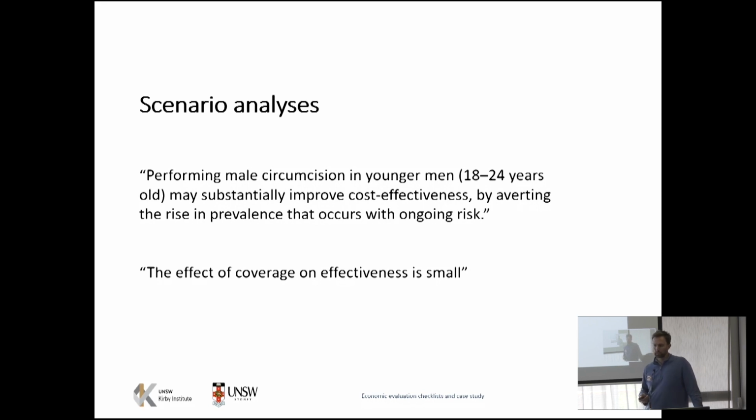All right, I also mentioned that they did some scenario analyses. When they performed male circumcision just in younger men, between 18 and 24 years, they found that it substantially improved cost effectiveness. And it appeared to be because it was averting the rise in prevalence that occurred through ongoing risk. They also looked at coverage and found that the effect was small, and that's a fairly consistent finding in a lot of studies, where the impact of adherence is quite small, because the people that are taking the intervention are the ones incurring the costs and getting the benefit. The ones that don't take the intervention don't incur any costs and don't get any benefit, and so they essentially just don't contribute to the ISA.